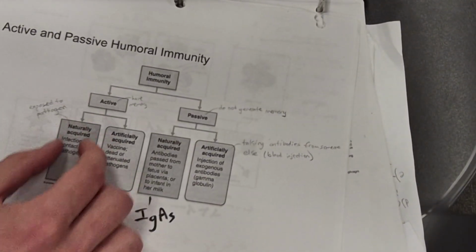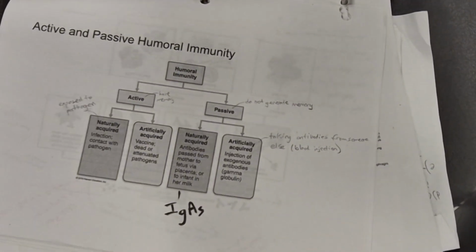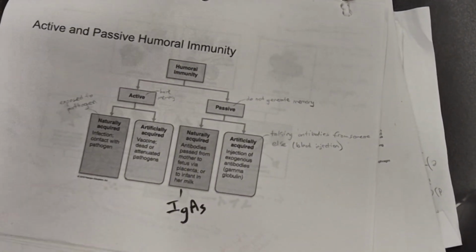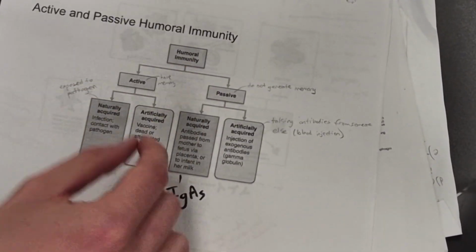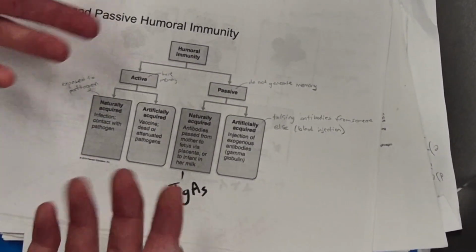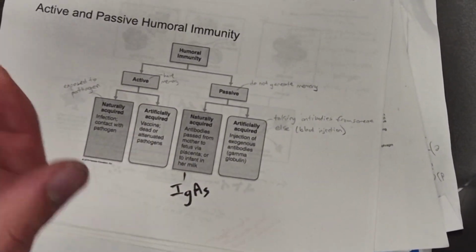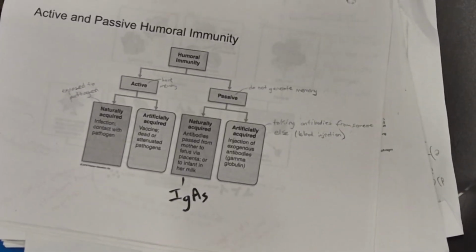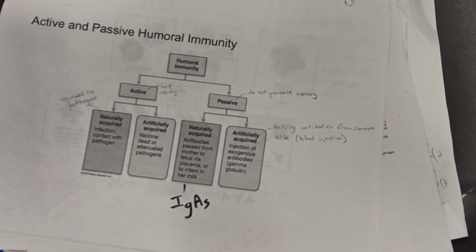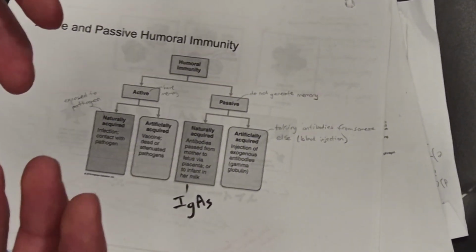Actively, this is naturally acquired, where you're exposed to a pathogen through an infection or some sort of natural contact with a pathogen. You can also do humoral immunity artificially. The biggest example of this is with a vaccine. Right, so you get a vaccine, you get a little bit of that virus or that bacteria injected in you to train your B cells to attack these foreign antigens to keep you healthy.